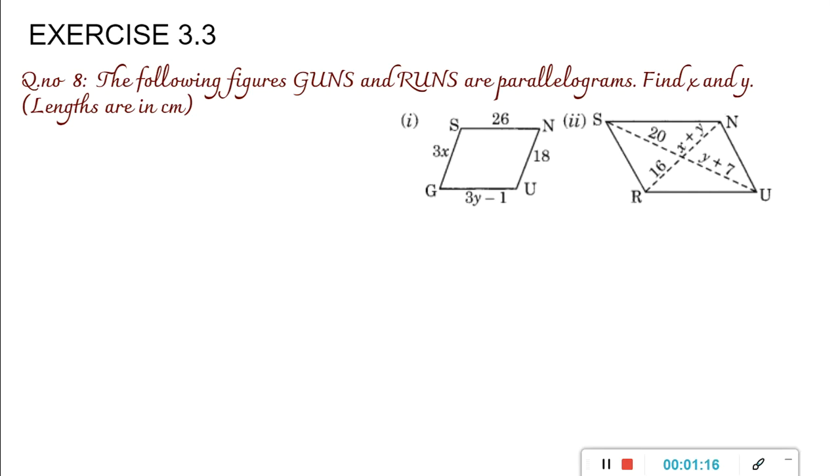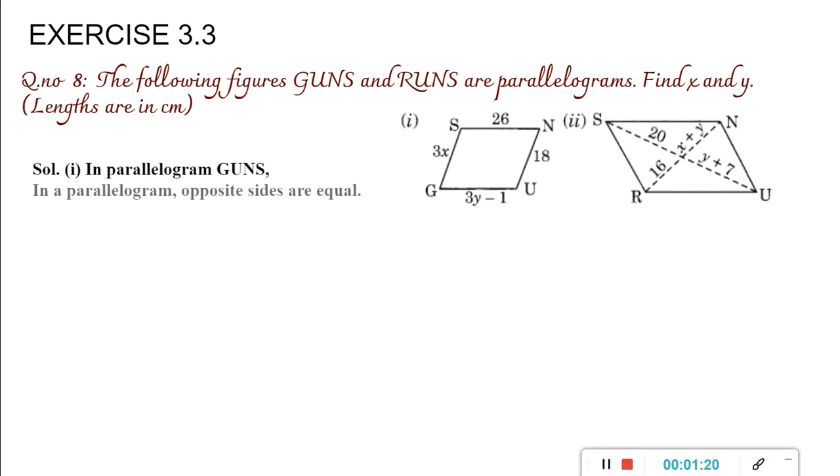So let me start. The first parallelogram is GUNS. In a parallelogram we know that opposite sides are equal. Therefore GS is equal to UN. GS is 3x, so 3x is equal to 18 centimeter. From that we can find x is equal to 18 upon 3, which is 6 centimeter.